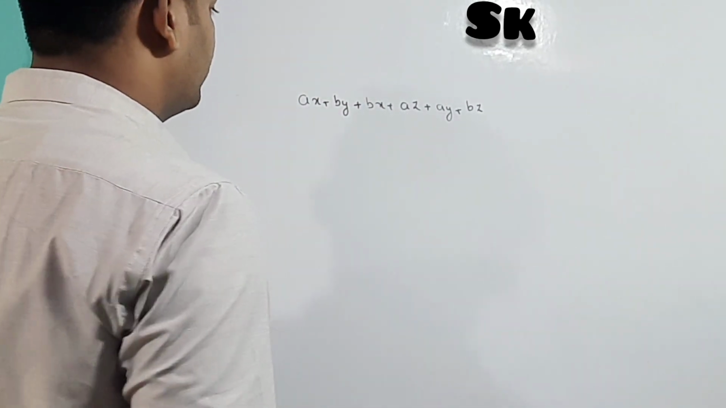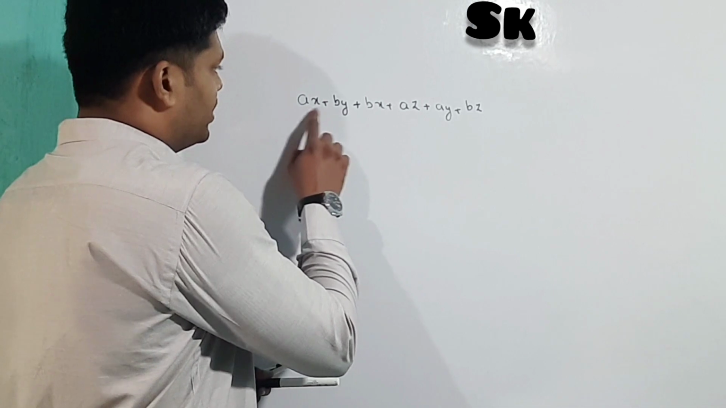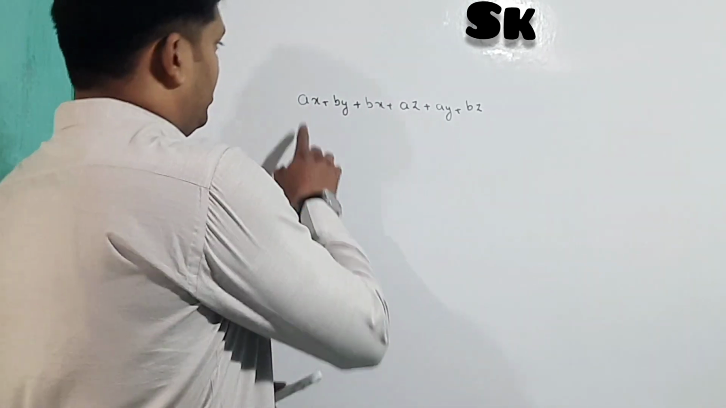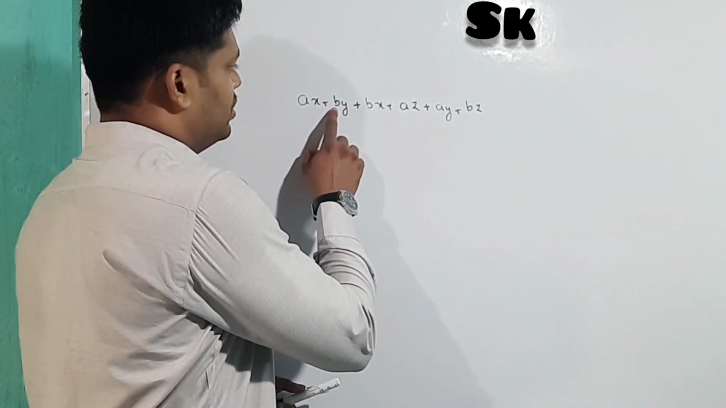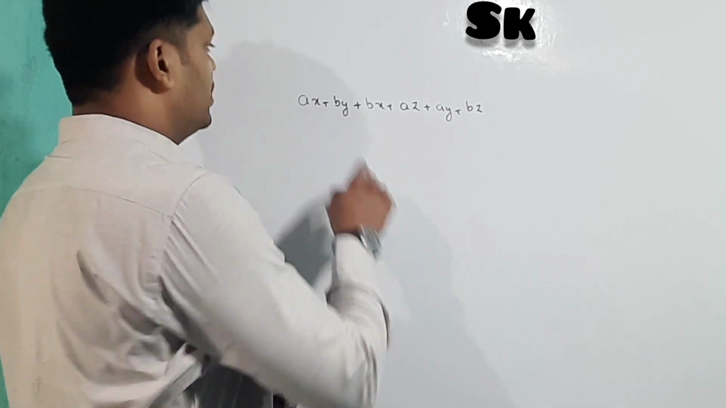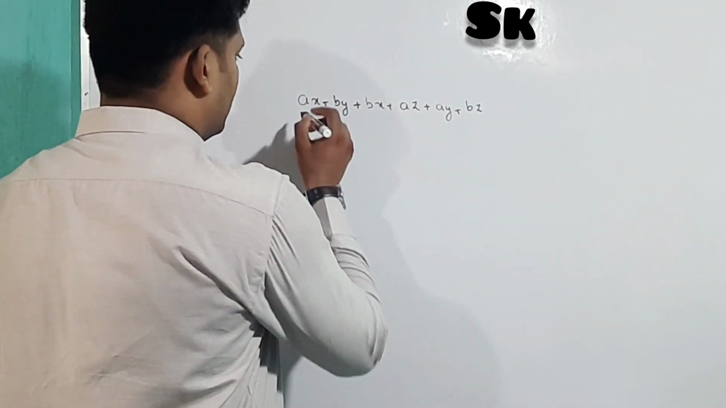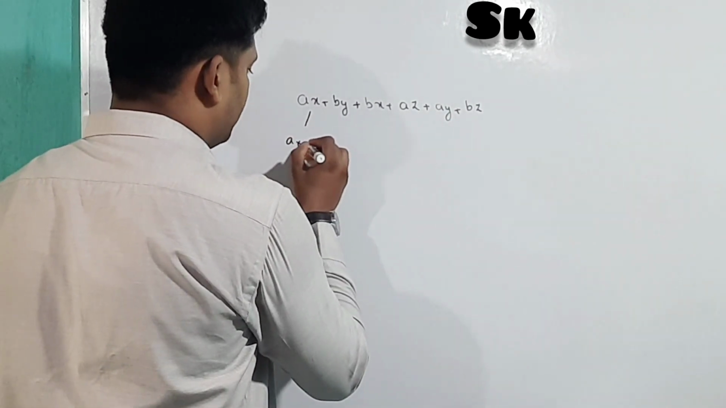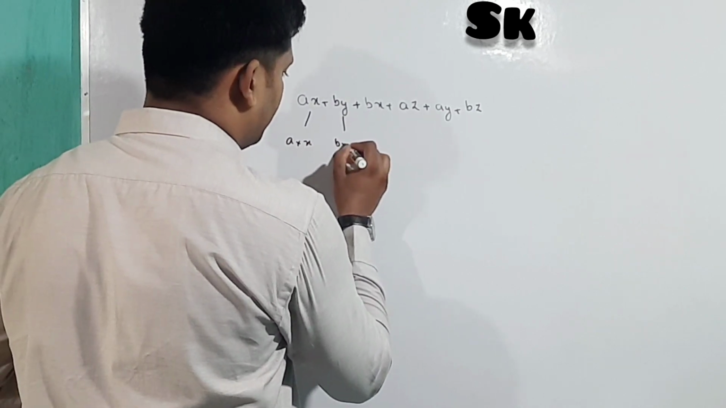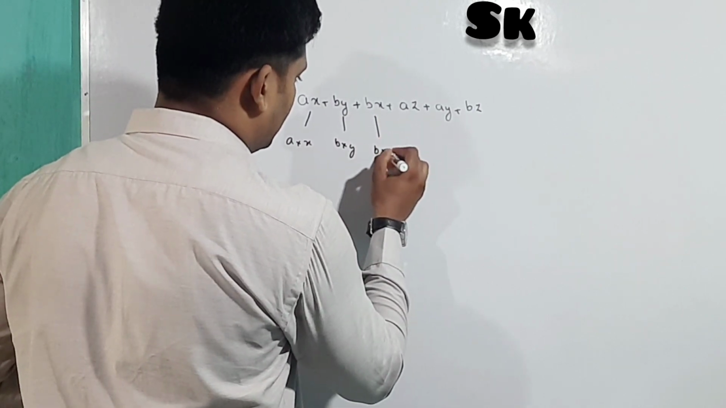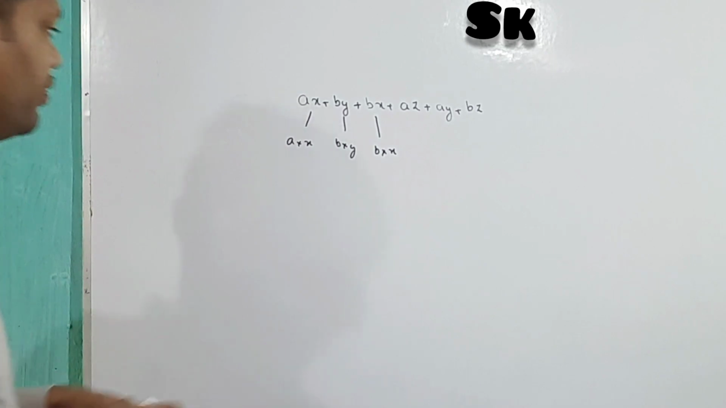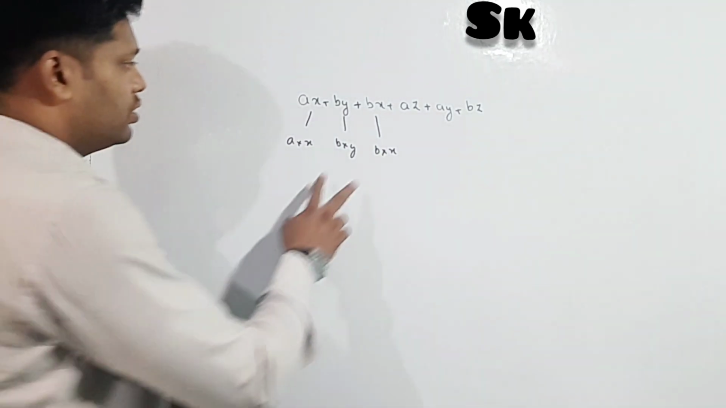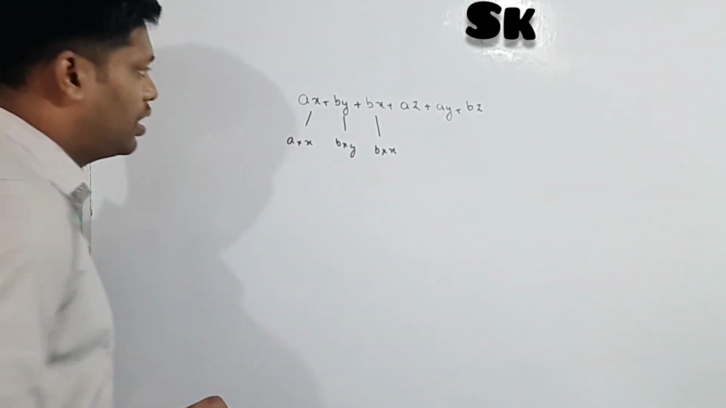We'll see first, we'll try to see. If I take the first 3, is there any common factor? AX, X is there? No, it doesn't have any common. Let us see this one. This one is A multiply X, and this one is B multiply Y. This one is B multiply X. So any common we have? No, nothing. In this we have two commons, but this one is not having.